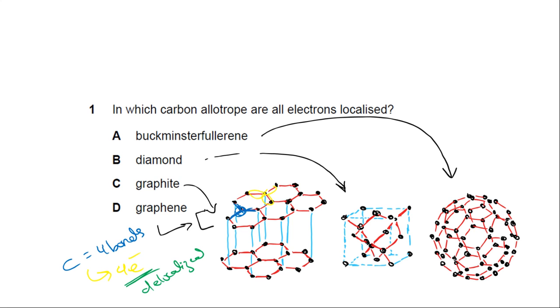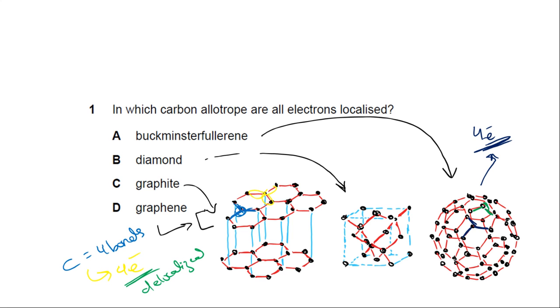And if you look at Buckminster fullerene, you would notice a similar thing. You have a carbon which is making one bond, two bonds, and three bonds. You can easily see this. So because carbon is also making three bonds in Buckminster fullerene, that means the fourth electron will be delocalized.